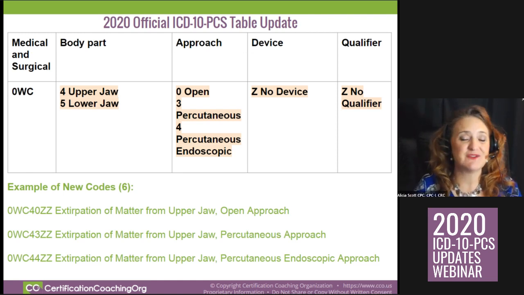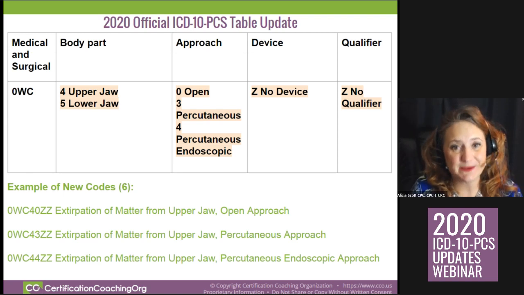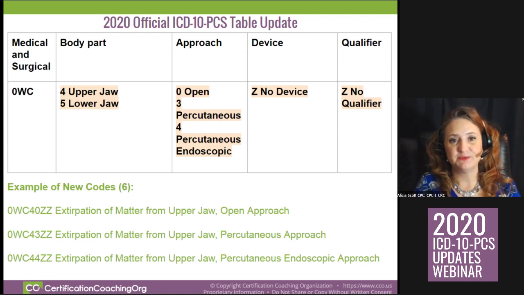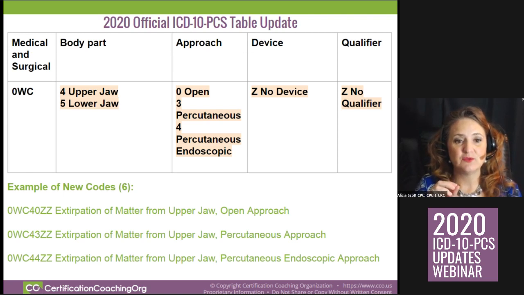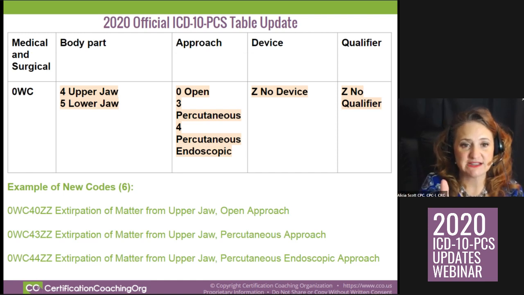and not sit here and explain all these root operations, because we have a whole lecture on that I absolutely love to do. It's already been done. You can go and find it in our club. But we are adding upper and lower jaw. Then, of course, if we're going to go and do an extirpation, we can do it open, percutaneous, or percutaneous endoscopic. No device, no qualifier. All of that has to be added.